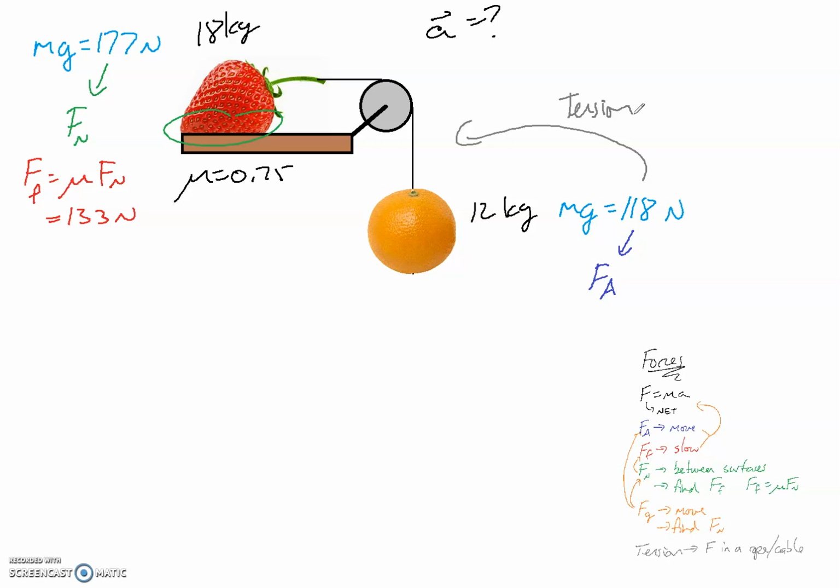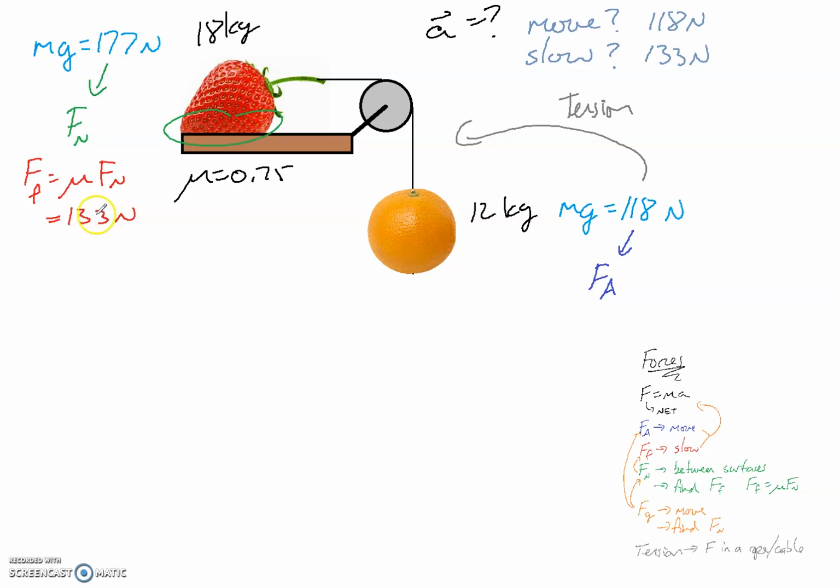If I try and put everything together, if I look at how much is trying to move it, that's my applied force. I've got 118 newtons trying to move this thing. If I look at how much is trying to slow it down, I've got friction at 133. I've got 133 trying to slow it down. Now, just with this alone, I've got a problem. I've only got 118 trying to move it, and friction is 133.